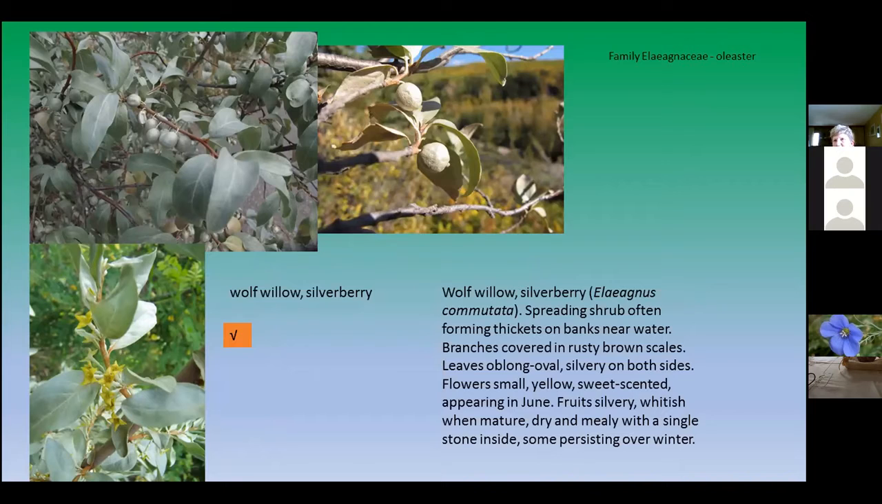This is our second member of the Oleaster family. The first one being, of course, our Canada buffalo berry, and as I mentioned, it will have these scale-like coverings on the leaves, the twigs, and the flowers and fruits. But instead of being brown, as in Canada buffalo berry, they're silver, giving it its alternative name, silverberry. Most of us call it wolf willow.